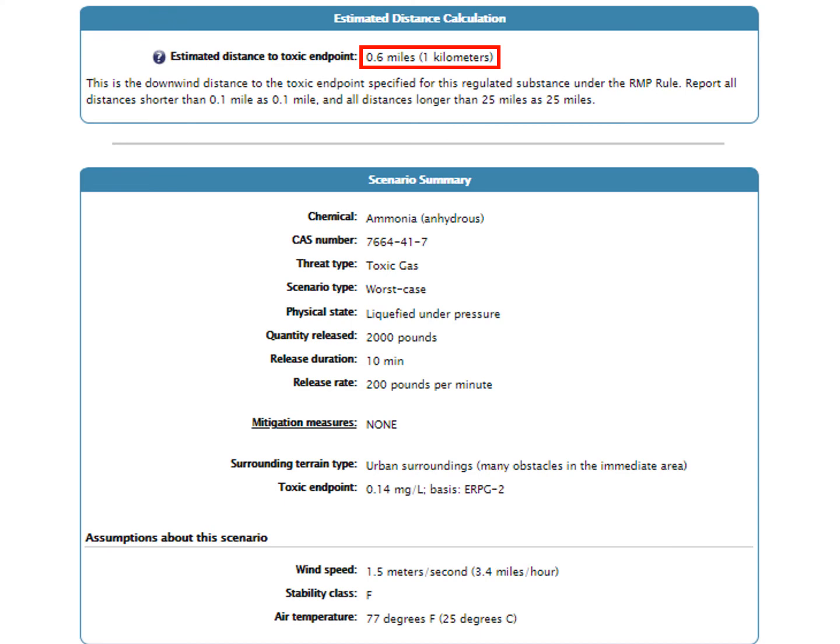This would give the largest circle of concern. Since the vessel is outside, there are no mitigation measures, and the estimated distance to the toxic endpoint is calculated to be 0.6 miles.